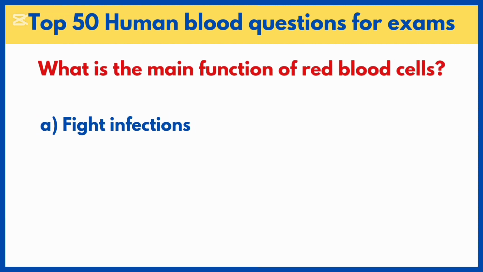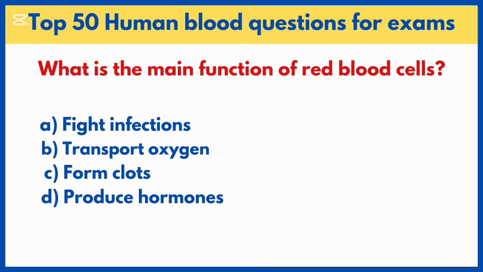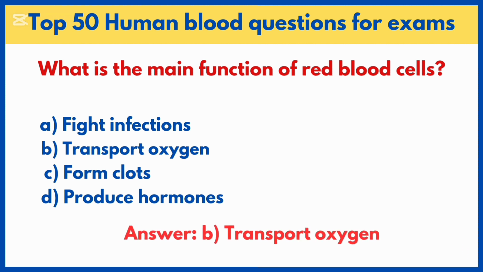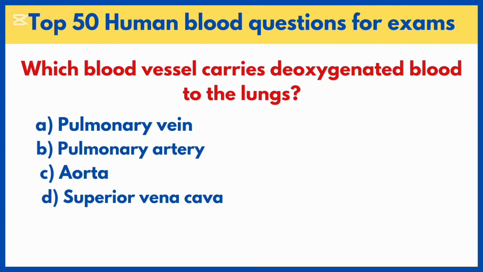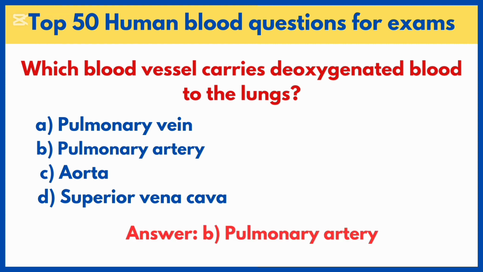What is the main function of red blood cells? Correct answer is option B, transport oxygen. Which blood vessel carries deoxygenated blood to the lungs? Correct answer is option B, pulmonary artery.